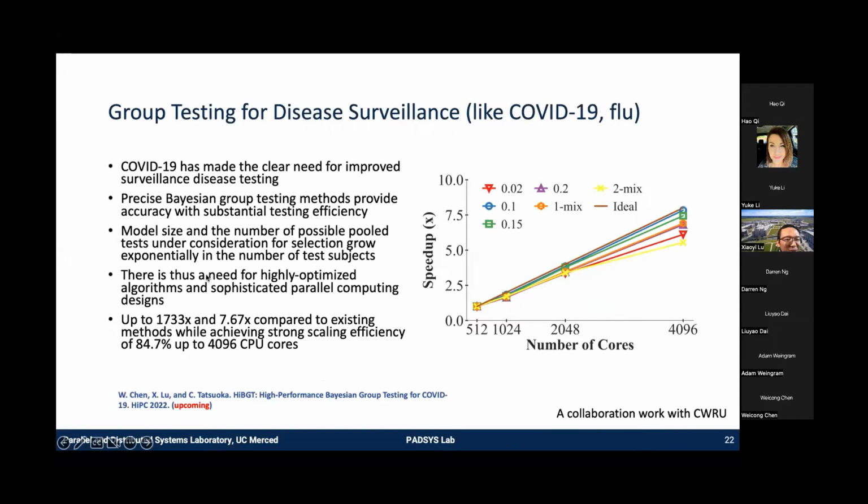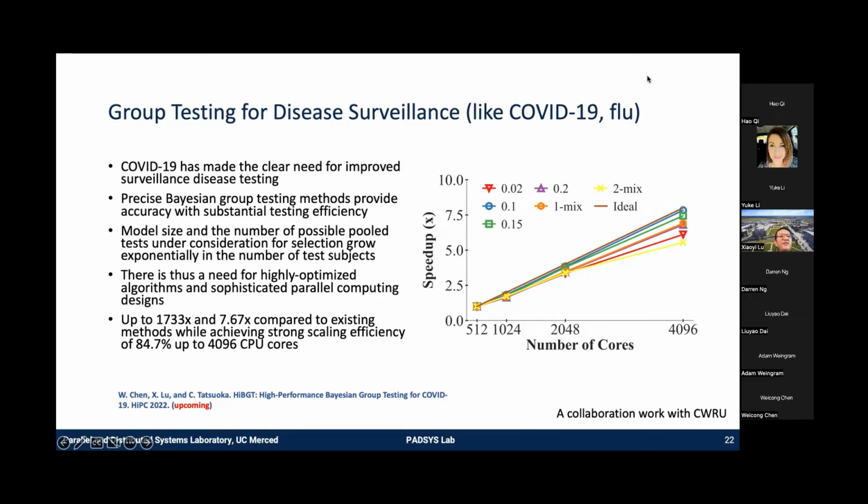Yeah, so this is another work also done by Ben. Ben is a great PhD student at Case Western, okay? So what we did is, because of the COVID-19 pandemic, his advisor came up with an idea. Because we have to use a lot of test kits to test each potential patient individually, that actually wastes a lot of time and a lot of resources.